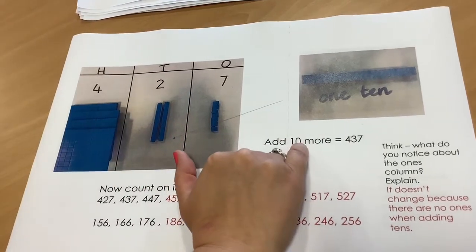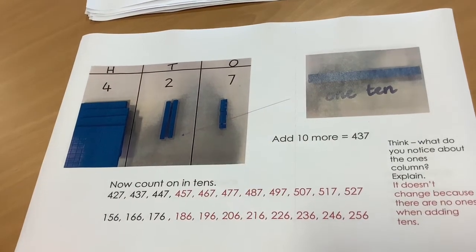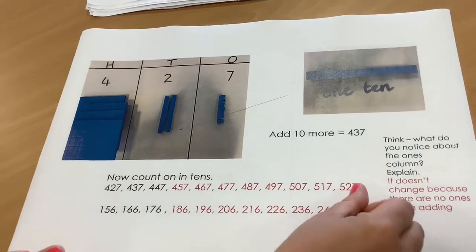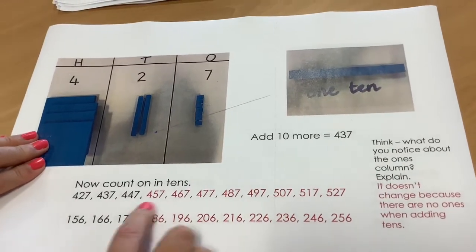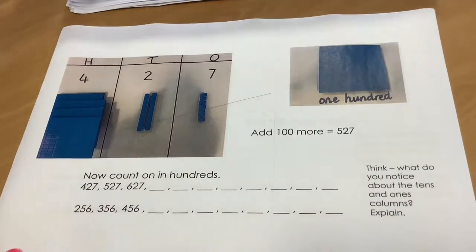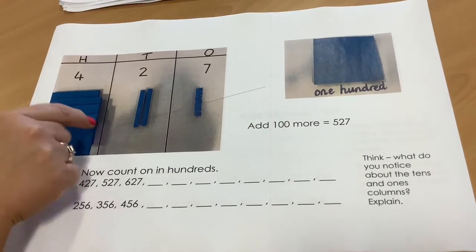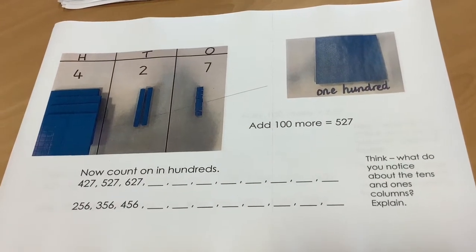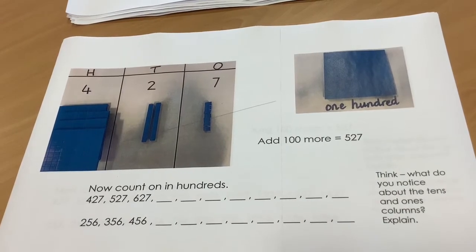If you're adding no additional ones in the ones column, rather, because you're adding on 0 ones when you're adding on 10, the ones column doesn't change, the tens column does. Hopefully we've got all of these numbers written down. And then we're adding on 100 more, so we're putting 100 more into the hundreds column. And again, notice the tens and ones columns.